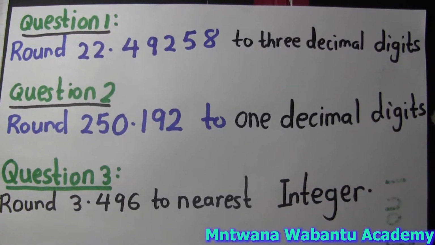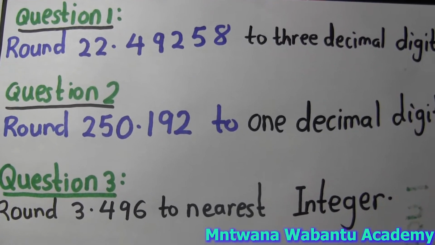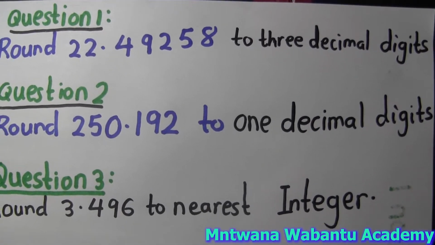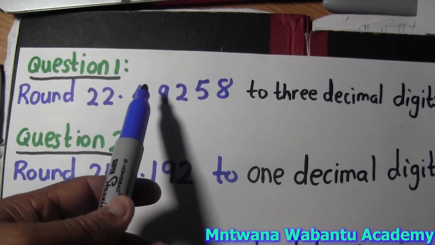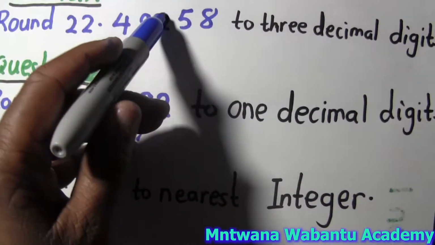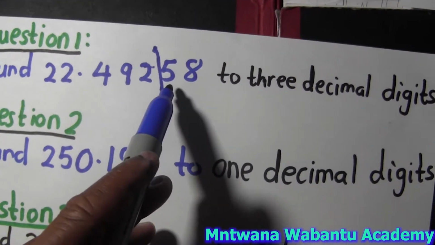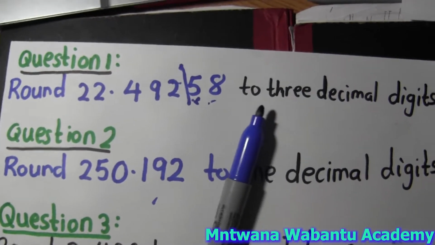Let's get started. So the question here, question one, they say round 22.492580 to 3 decimal digits. Okay, so these are digits here. So this is a decimal. If they say 3, you go 1, 2, 3. So this is the third decimal digit. Here we stop. After you stop, make sure you look at the next number. You see this next number?